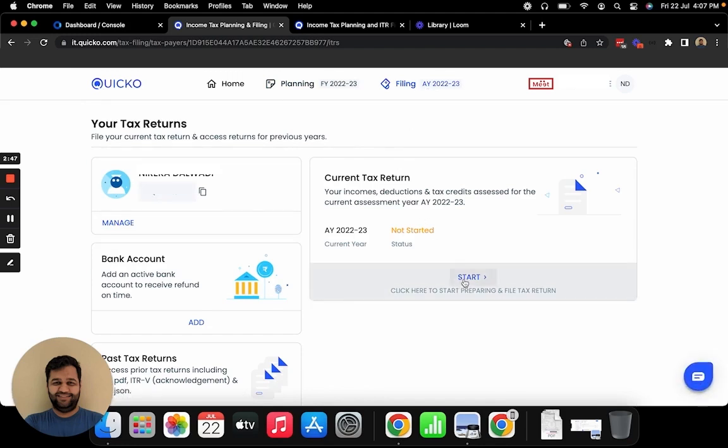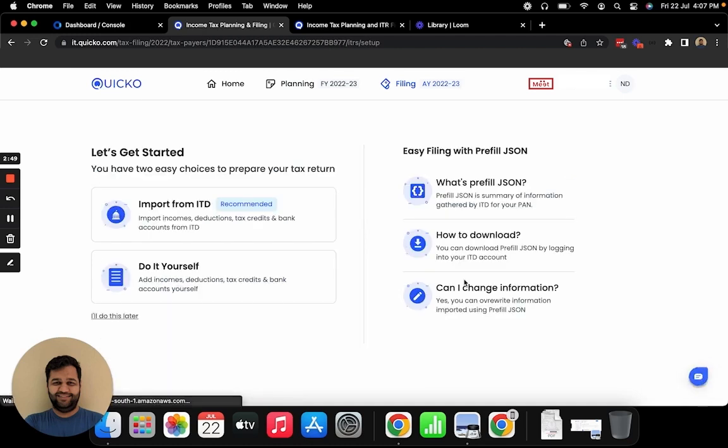So I'm going to click on start my income tax return, and there are two options. Option one, I can import data from income tax department, which is recommended because most of your income tax return will be auto-filled, and all you have to do is review and add any missing information. It drastically simplifies tax filing journey. Alternatively, you can also do it yourself, which means you can type it in manually. So for now, I'm going to choose import from ITD.